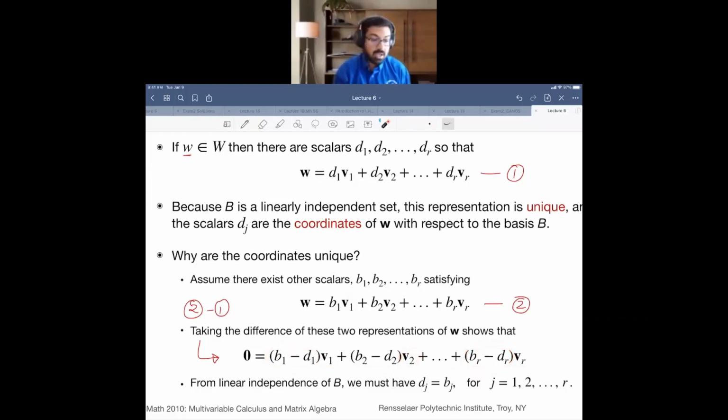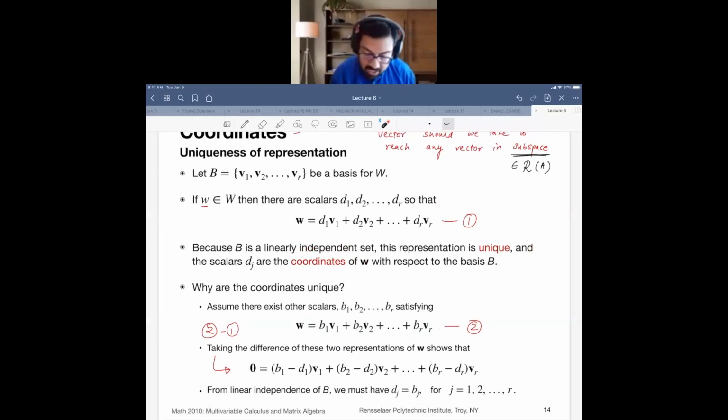And because the set B is linearly independent, we know that the only way this can be zero is if each of the coefficients of the v's is zero. So you must have the d's equal to the b's because these are a basis. All of them are linearly independent. There is no other way of doing it. So for all j, 1 through r, all the d's match the b's, which essentially means that this representation is going to be unique.